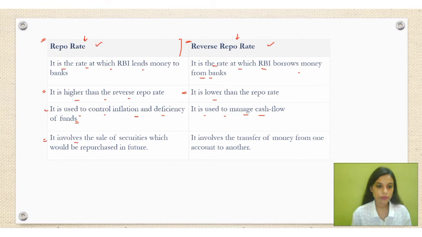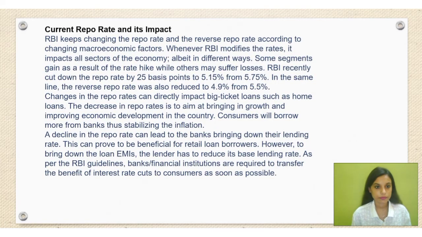Now, repo rate involves the sale of securities which could be repurchased in future, and reverse repo rate involves the transfer of money from one account to another. So here, at last, we can talk about inflation and how these things are affecting the society along with inflation.